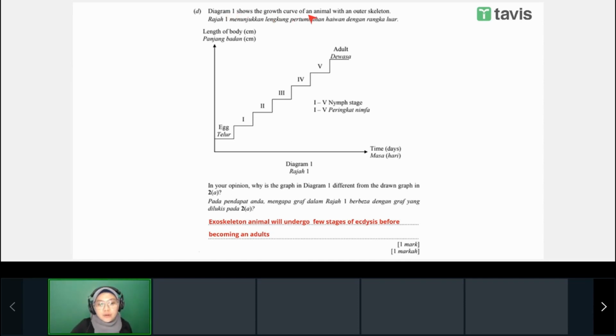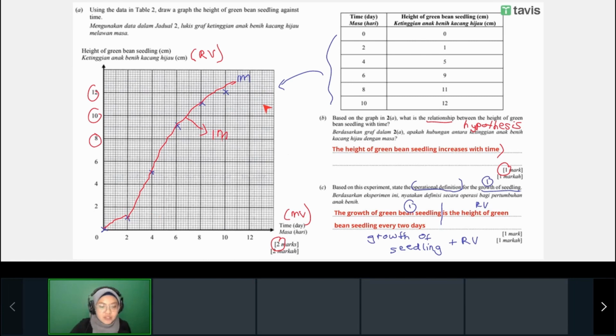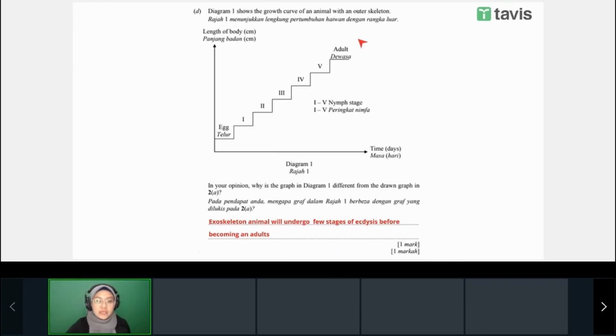Diagram 1 shows the growth curve of an animal with an outer skeleton. That means the exoskeleton. An exoskeleton animal could be a grasshopper. In your opinion, why is the graph in diagram 1 different from the drawn graph in 2A? In 2A, we have a sigmoid-shaped graph. Why does this graph of the exoskeleton animal become a step-shaped graph? Because of the ecdysis process. Ecdysis is a process that will happen until the animal becomes matured. The maximum is five stages of ecdysis. Ecdysis is the same as shedding skin.